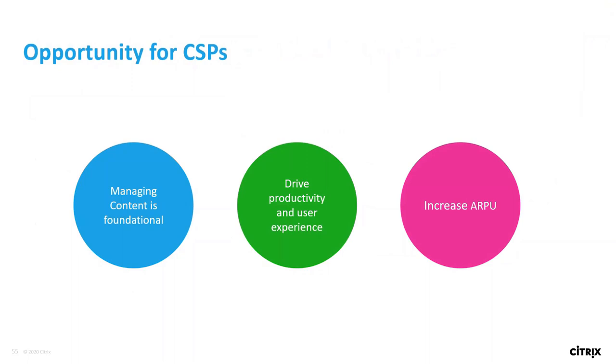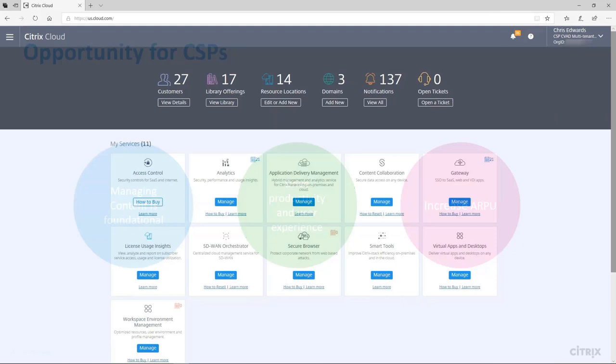So to wrap up, content is the foundation of a workspace, and protecting your customers' intellectual property while giving them the ability to collaborate across their organization and externally from anywhere in the world is foundational for building a core offering that you can add new services to that's going to increase your average revenue per user and develop the stickiness that is going to keep your customers coming back for more services. So with that, we will jump into the demo of content collaboration.